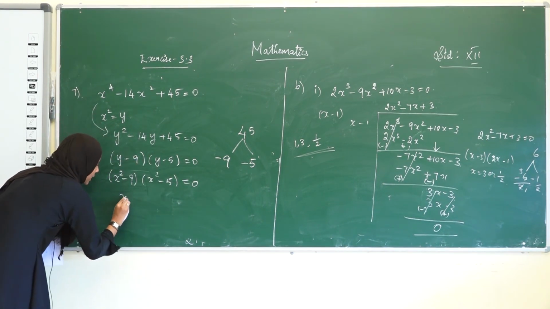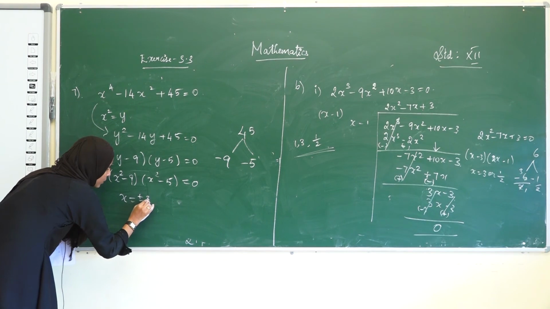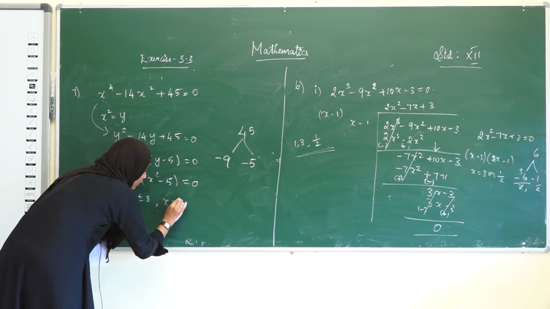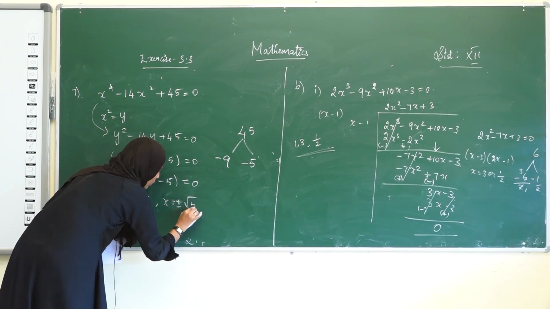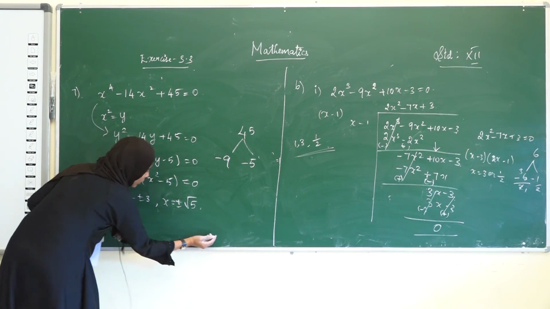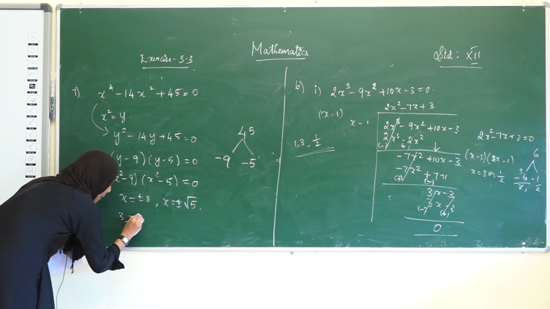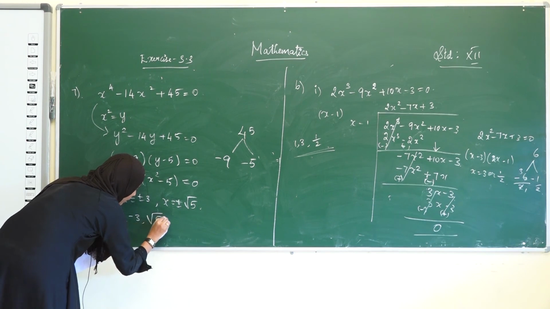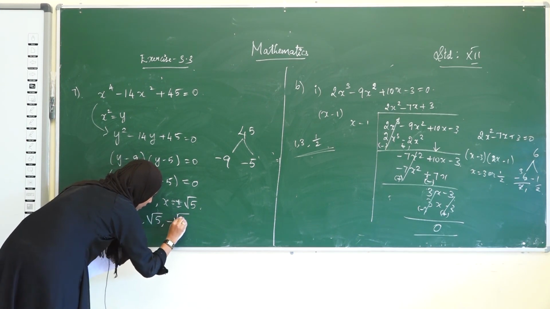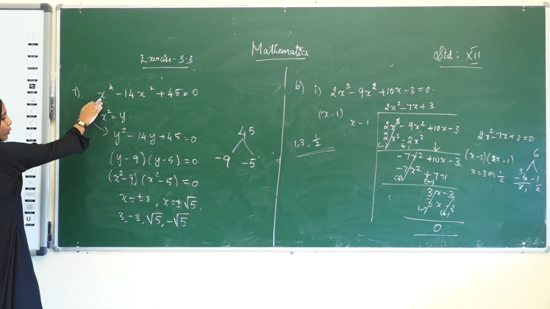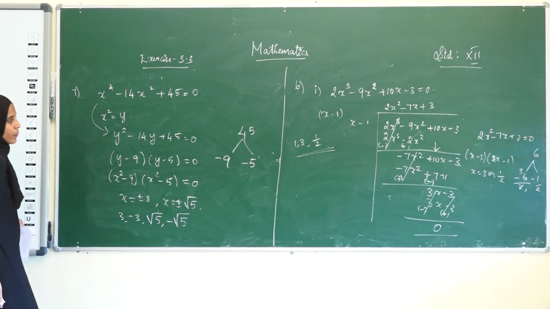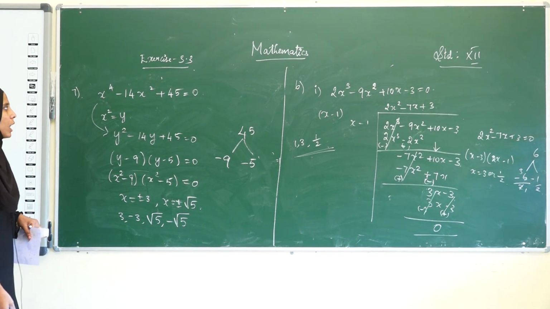Okay. So, the x value will be plus or minus 3, and from this the x value will be plus or minus root 5. So, we have got the 4 roots, that is 3, minus 3, root 5 and minus root 5. Since it is an equation of degree 4, we got the 4 roots. That's all. We have completed the exercise.